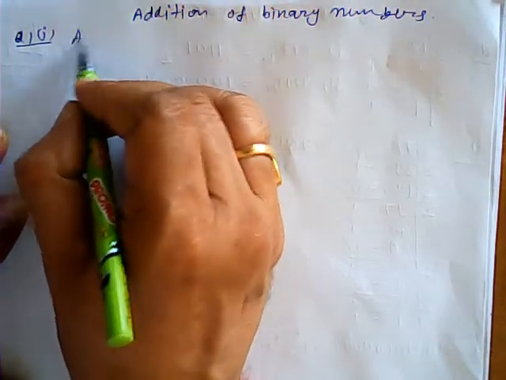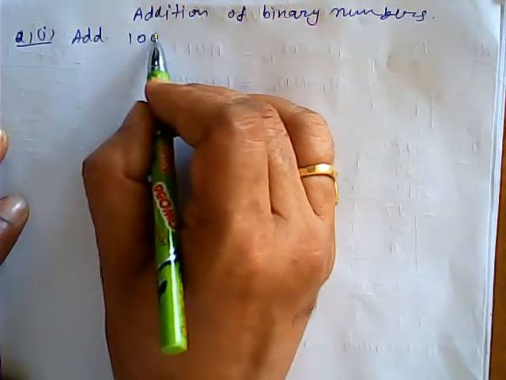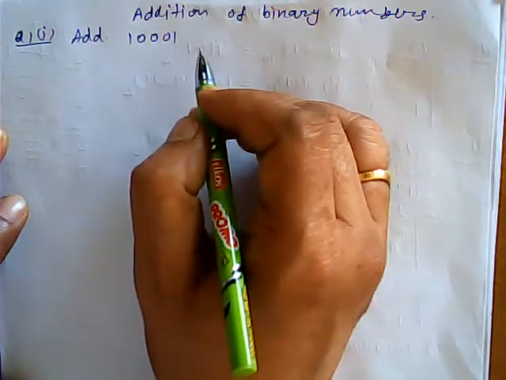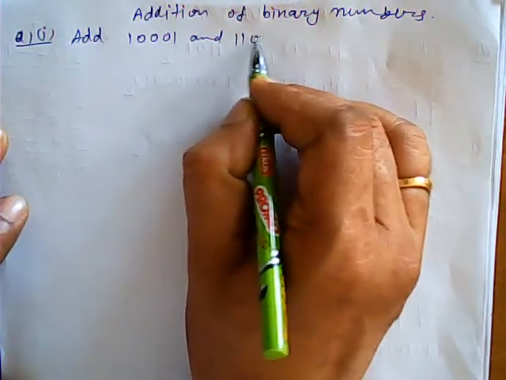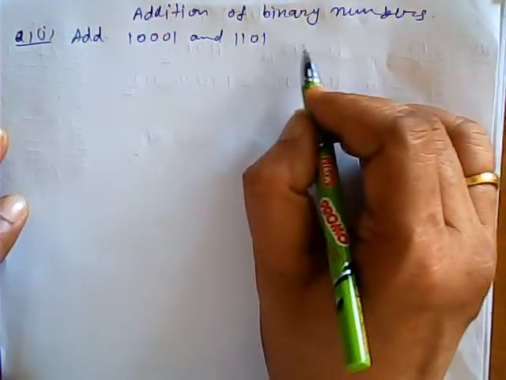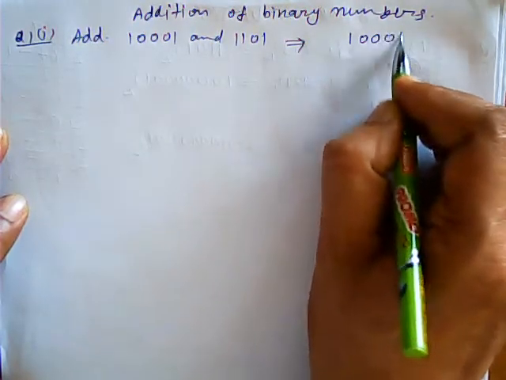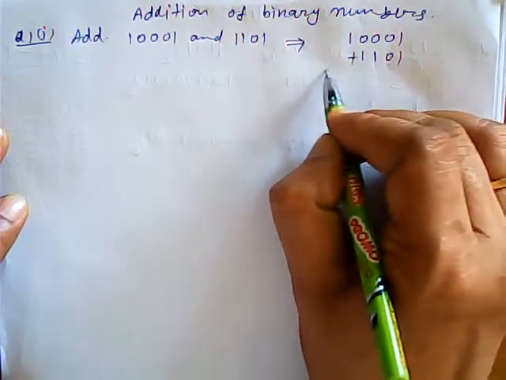Add 10001 and 1101. We can add like this: 10001 and 1101. We are adding these numbers.